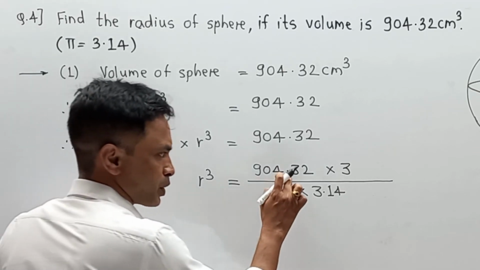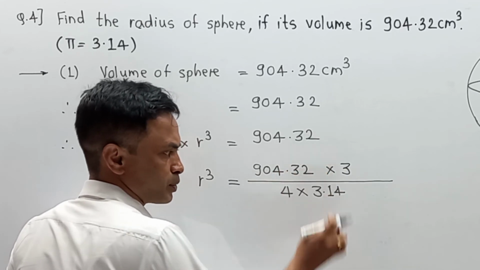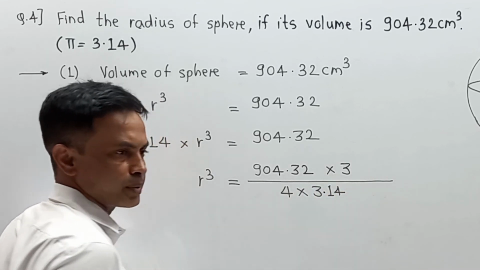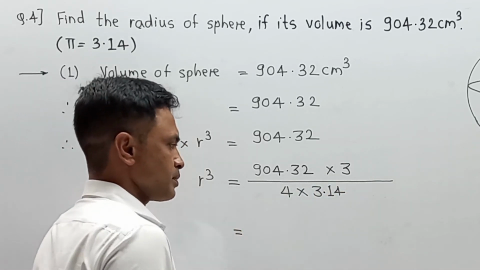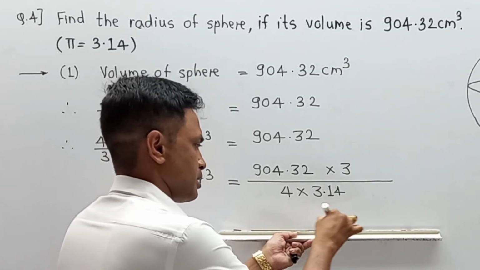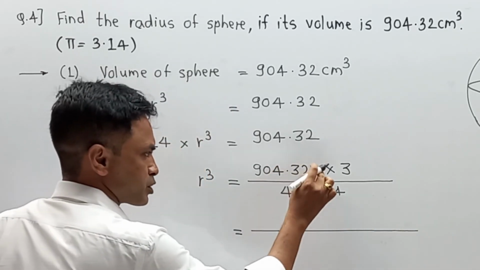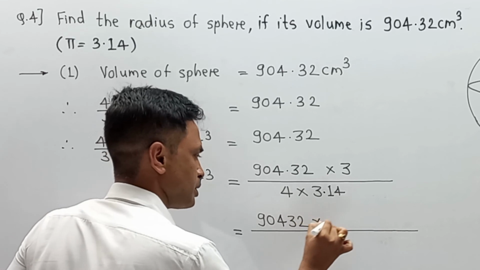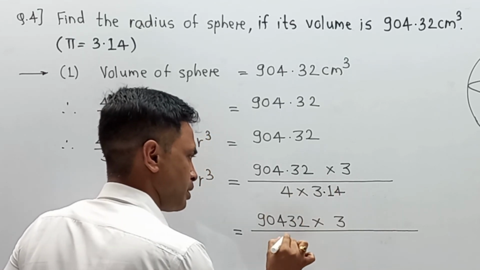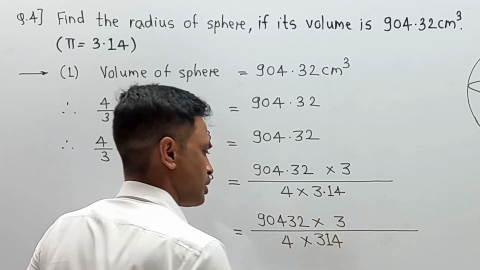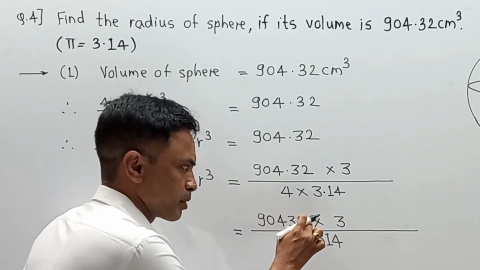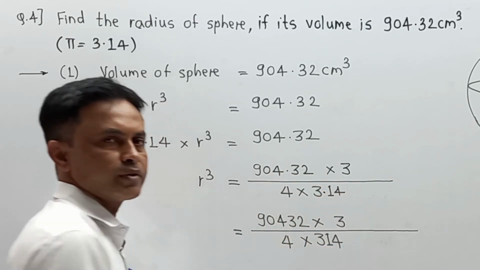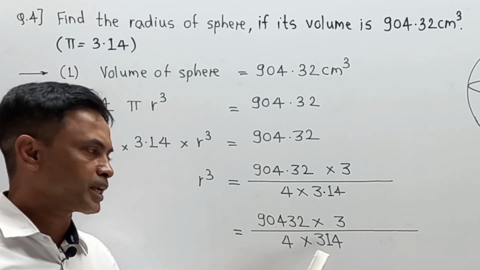Now next part. Your numerator contained 2 digits after decimal in 0.32, and here in the denominator also 3.14, means after decimal 2 numbers. Making simplification of that, the first step is shifting this 2 decimal from numerator and denominator. It becomes 90432 into 3 divided by 4 into 314. What exactly we have done? We have shifted 2 decimal from numerator. That means 0.32 gets converted into regular number. And here 3.14, so we have written 314. Means shifting 2 decimal from numerator as well as denominator.